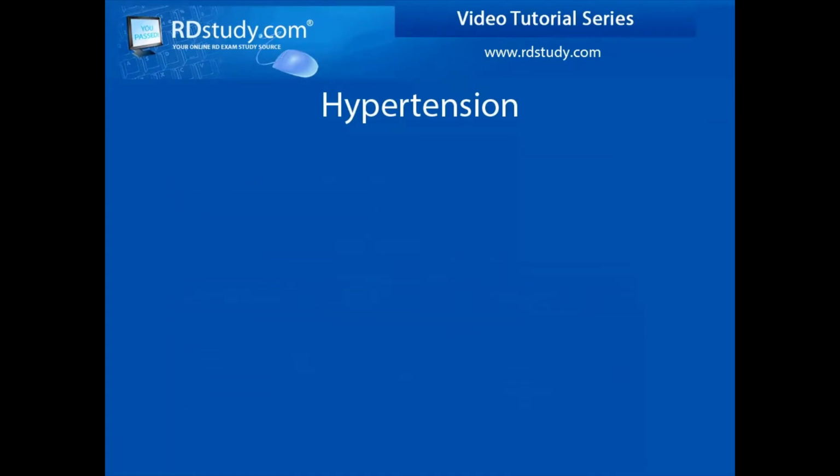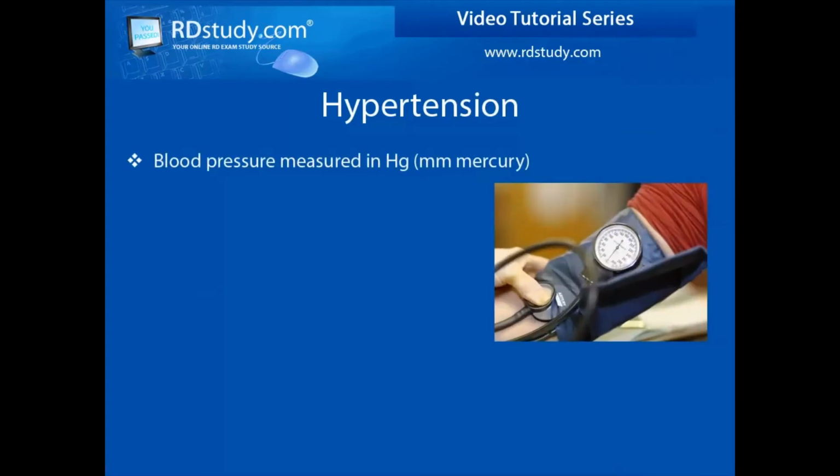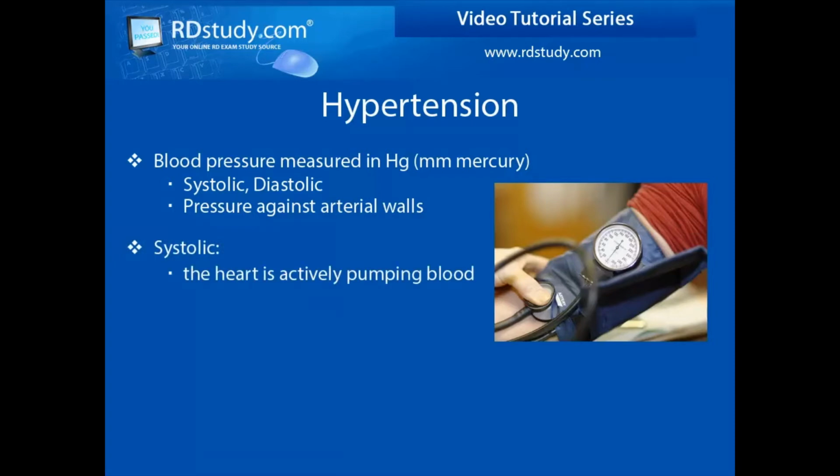Blood pressure readings are measured in millimeters of mercury, with two numbers presented as a result. These values are termed systolic and diastolic and represent the pressure exerted upon the arterial walls. The systolic value represents the blood pressure exerted on the arterial walls when the heart is beating, that is, when it is actively pumping blood. The diastolic value represents the pressure when the heart is at rest in between beats.